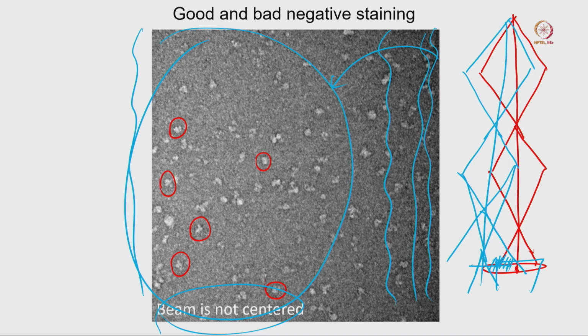So, from this image, if you get this kind of image, it is better to realign the microscope and center the beam. That will help you to get a better image. But this image is definitely a better image than whatever we discussed previously. Now, come to the next image.